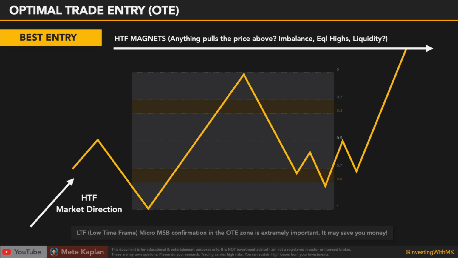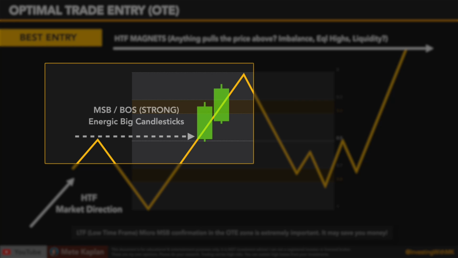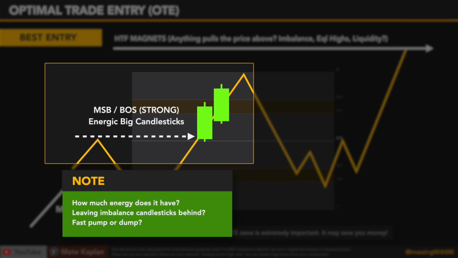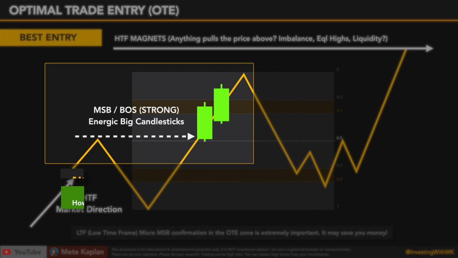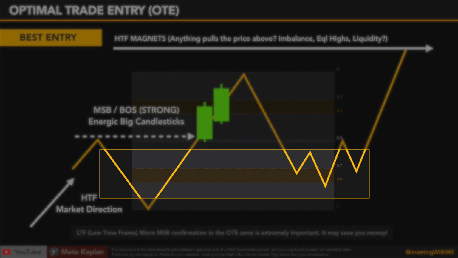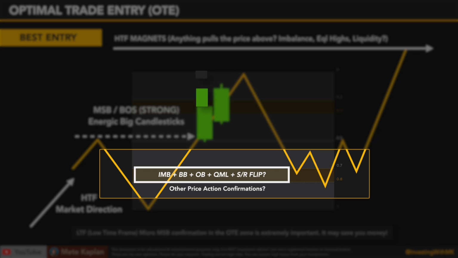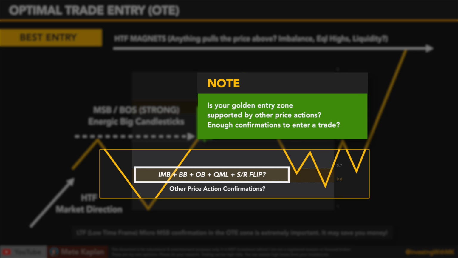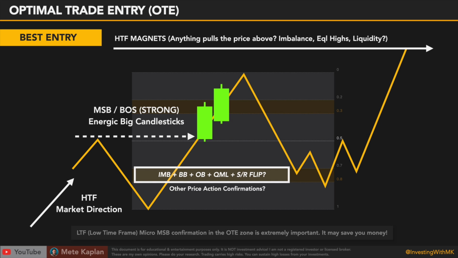The second thing is the quality of the break, BOS or MSB, how powerful it is, and can we measure its quality? How much energy does it have? The size of imbalances that it leaves behind. The third thing that we need to check is: is our golden entry zone supported by other price actions? For example, imbalances, breaker blocks, order blocks, Quasimodo, SR flips, any other price action to support our decision.